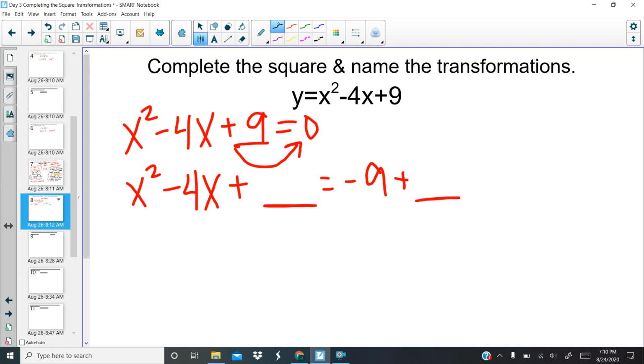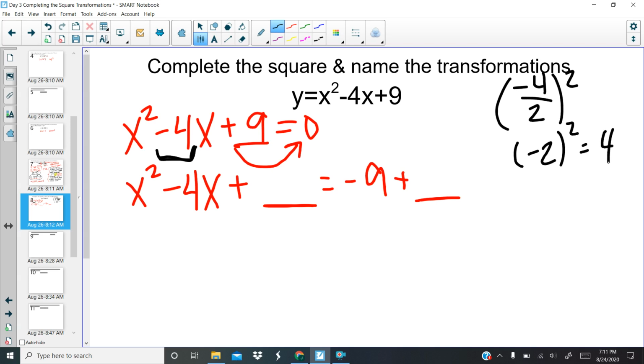Then the next thing I need to do is take that b value, and I need to do negative 4 divided by 2 squared. So that's that b divided by 2 squared. So then I'm going to get negative 2, square it. Negative 2 times negative 2 is 4, and that's the number I'm going to use to fill in the blank.